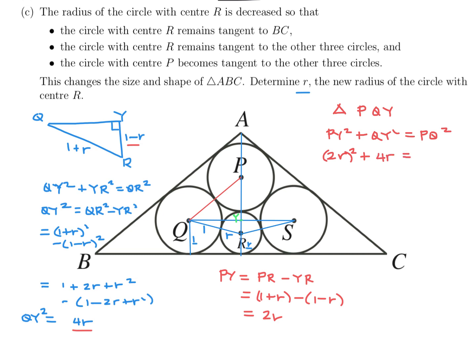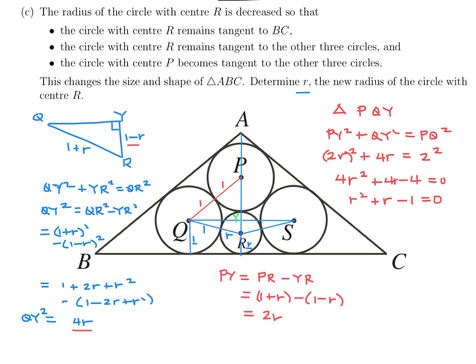And then PQ, P to Q. Well, those are just 2 radii, so that's just 2. Is that it? Yeah, I think so. Okay, great. So I have an equation I can solve for R. So this will be 4R squared plus 4R minus 4 is equal to 0. Divide through by 4 and get R squared plus R minus 1 is equal to 0.